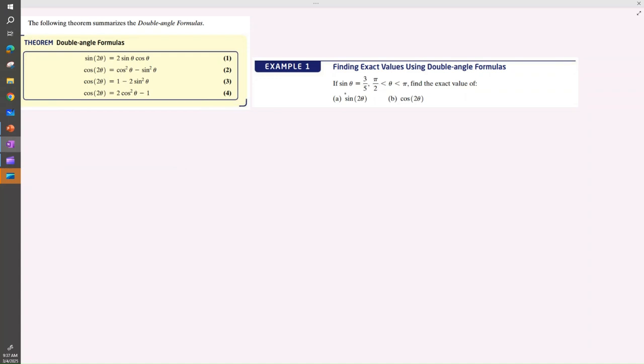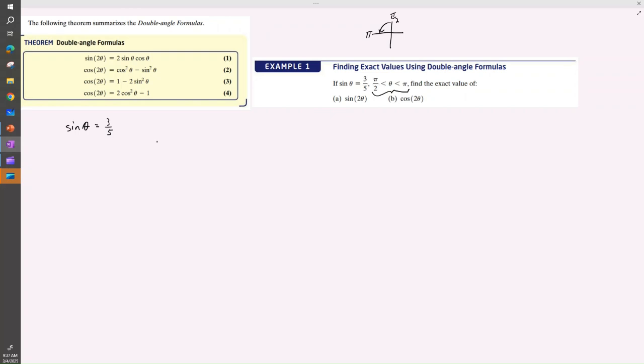All right, so our goal here is to find, if the sine of theta equals 3/5, and theta is between pi over 2 and pi, so we're talking about something in this second quadrant. Here's pi over 2, here's pi. So we're looking for an angle in that range, and for a sine of 2 theta, if we know the sine of theta is 3/5.